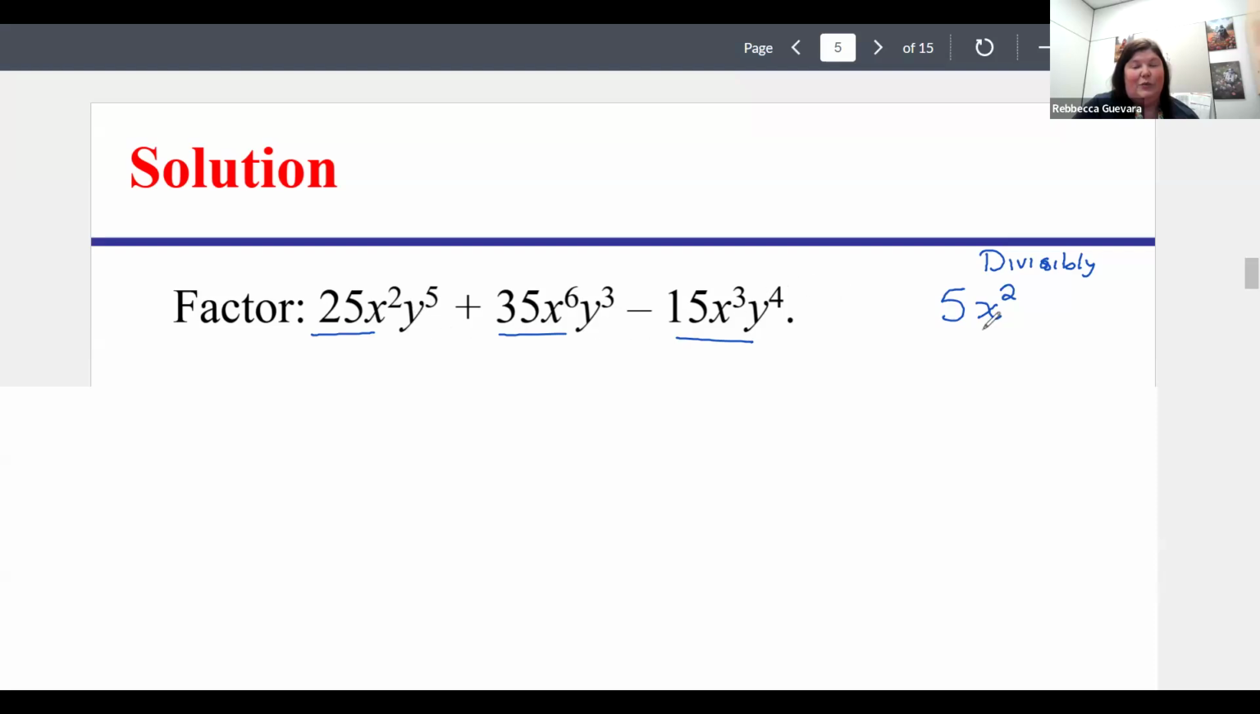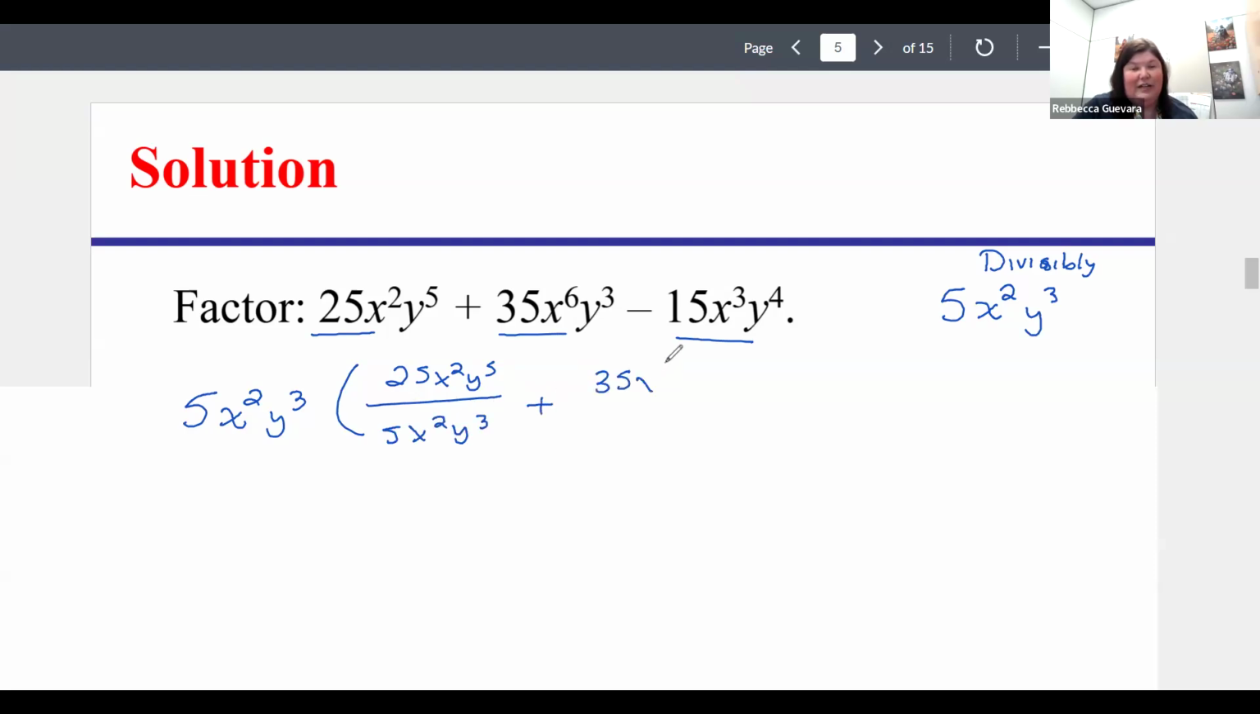Then we look at the y's. We know we can divide everything by a y, and the question is, what power of y? Well, we have a 4, a 3, and a 5. We're going to pick that 3. So when we're trying to find what we can divide everything by, and we have variables, we pick the variable of the smallest power that all of them share. Now, I'm factoring out 5x squared y cubed from 25x squared y to the 5th.